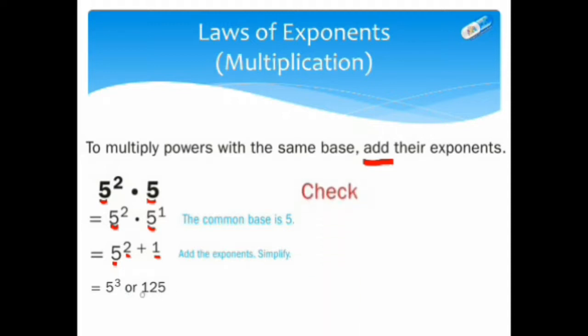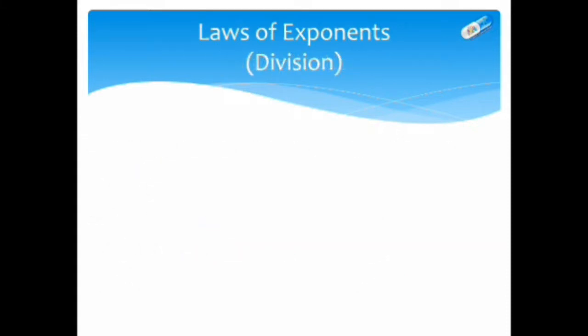Let us check if this is correct or not. Let us do it another way. 5 power 2 times 5 is 5 times 5, because 5 power 2 means 5 multiplied by itself 2 times, and we have another 5 here. This means it's equal to 5 times 5 times 5, which is equal to 5 power 3, like this one. So we are correct.